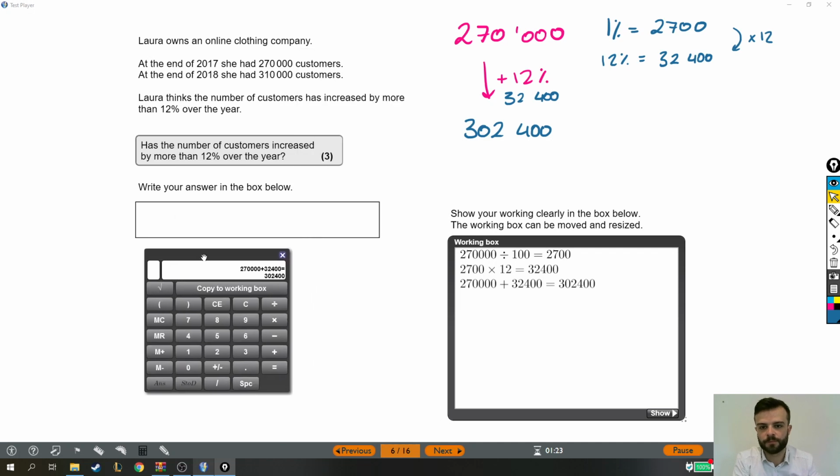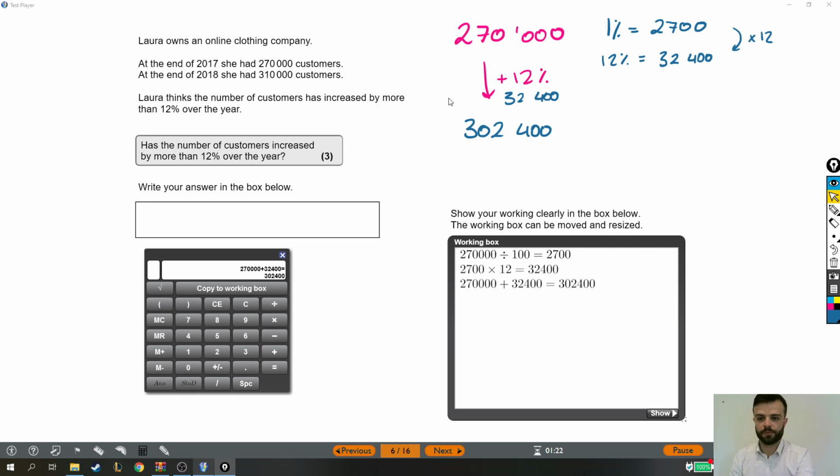Now, Laura thought that the number of customers had increased by more than 12%, but actually it's increased by less than 12%. Oh, sorry, I got that backwards. It has increased by more than 12% because a 12% increase would have taken her to 302,000. She's actually gone up all the way to 310,000, so it's gone up by more than 12%. Okay, so let me say that again. We start with 270,000. A 12% increase would have taken you to 302, but she's at 310, which is more, 310,000. So the increase must have been more than 12%.